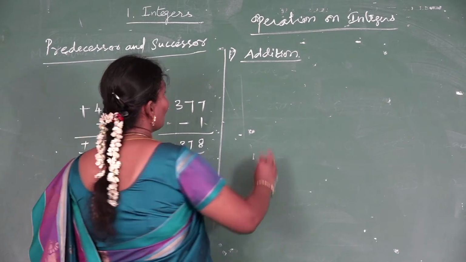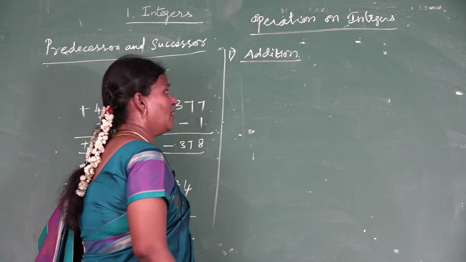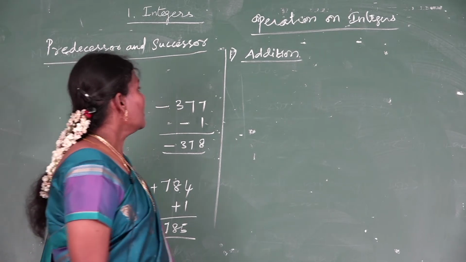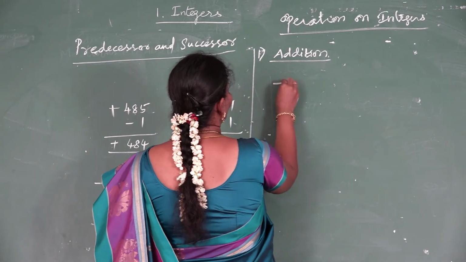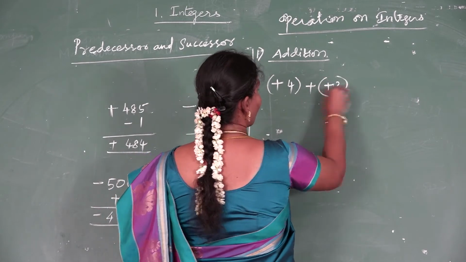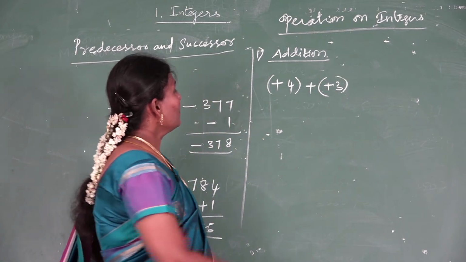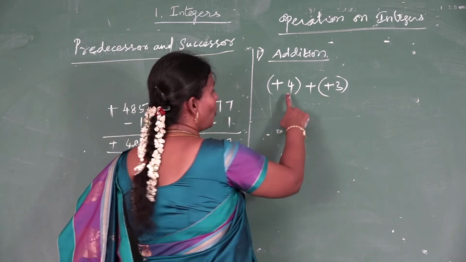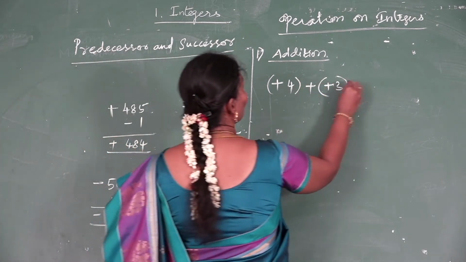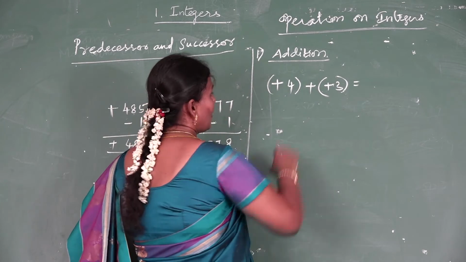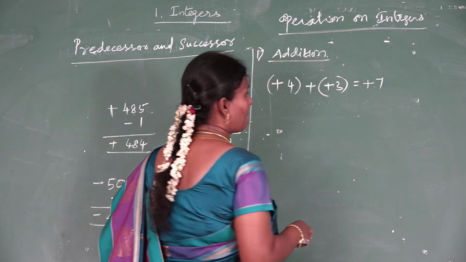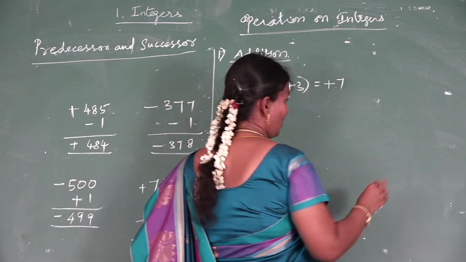For example, before entering this, you have to see the sign operation. For example, plus 4 plus plus 3. Here you see both are positive. Both positive integers you have to add. 4 plus 3 is plus 7. See, it's an easy way.